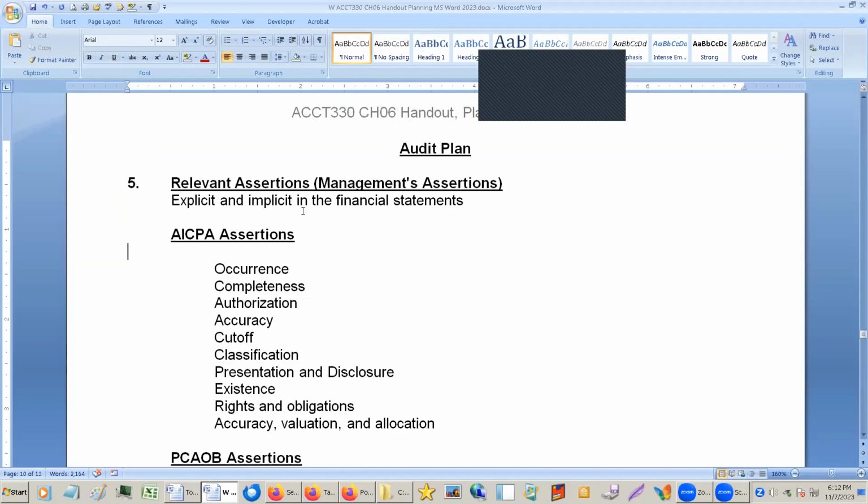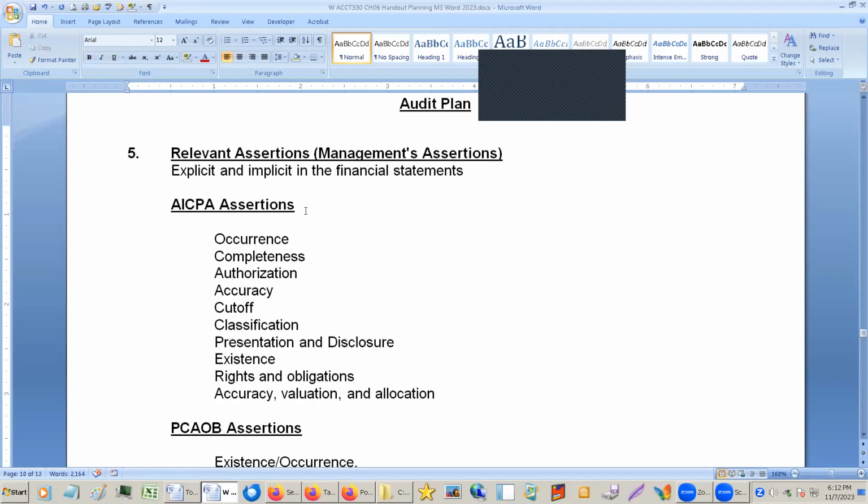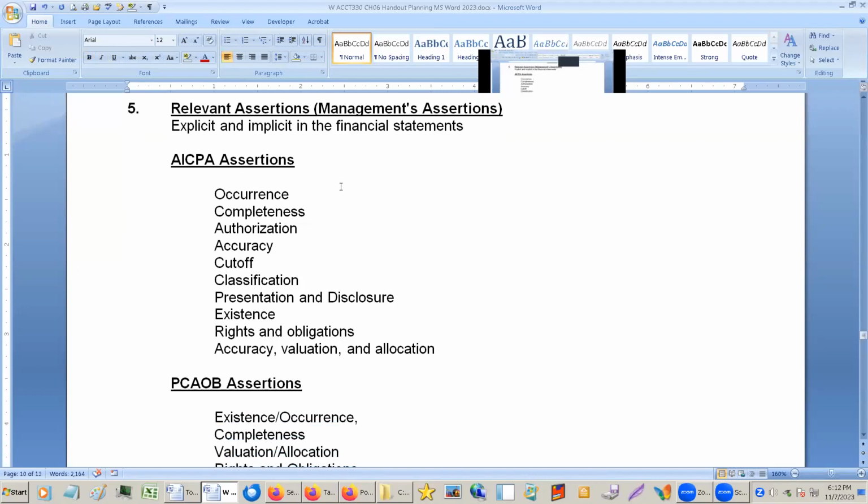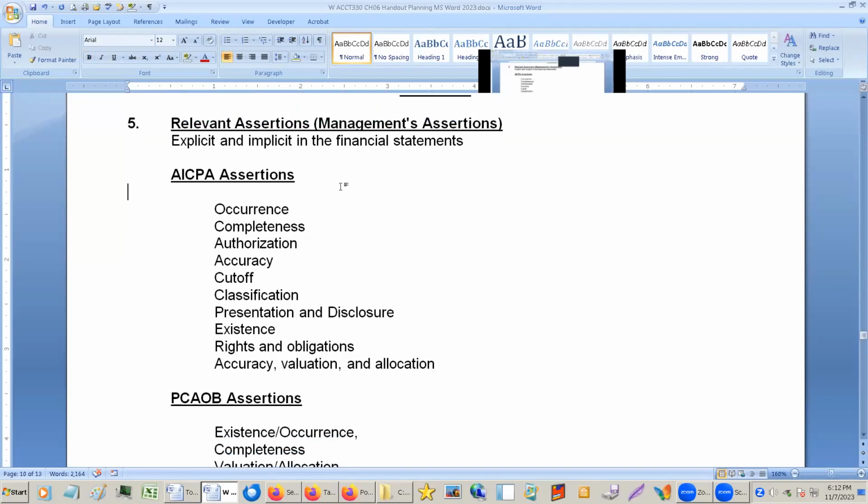Okay, now I think we've talked about this: relevant assertions. Something called management assertions. They are explicit and implicit in the financial statements, and I'll talk about why that is.